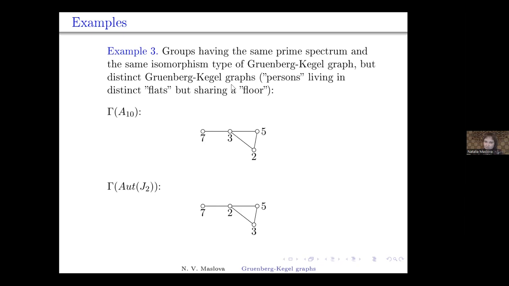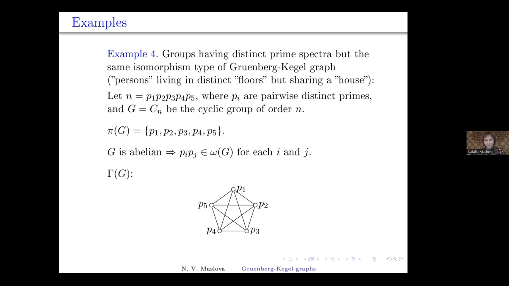Another example: if you consider a cyclic group whose order is divisible by exactly five pairwise distinct primes, then its Gruenberg-Kegel graph is as follows. So there are some persons living in distinct floors but sharing a house.